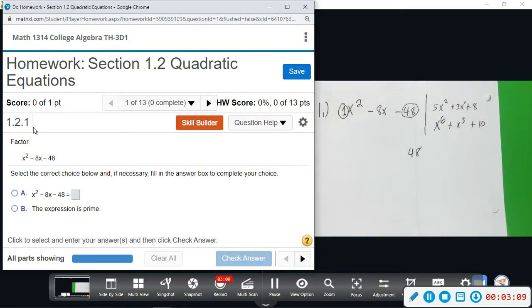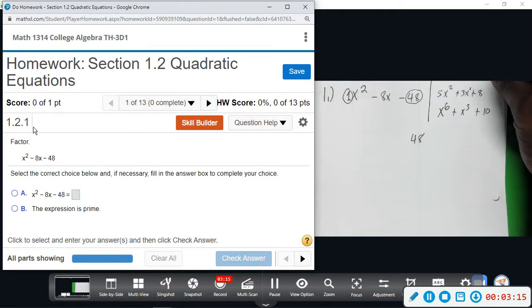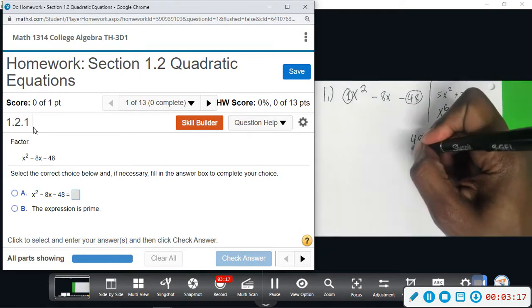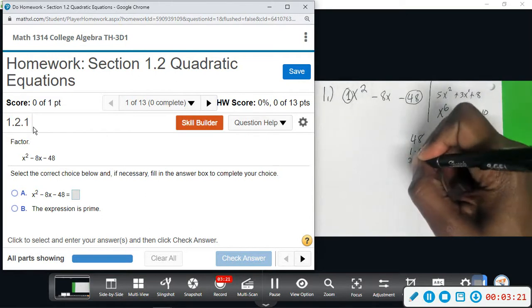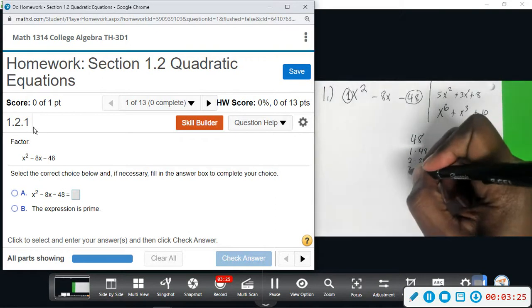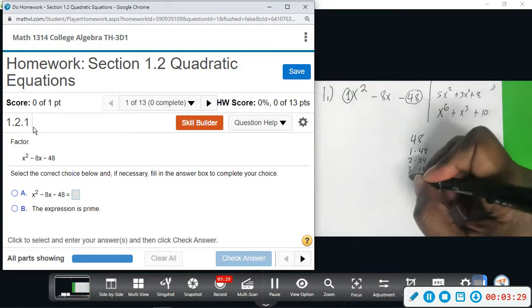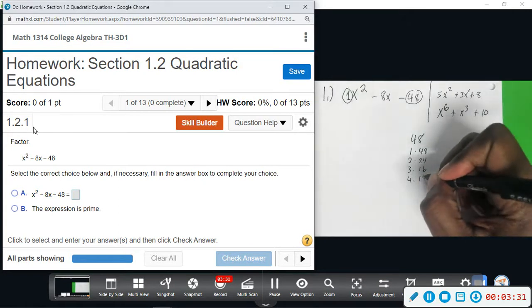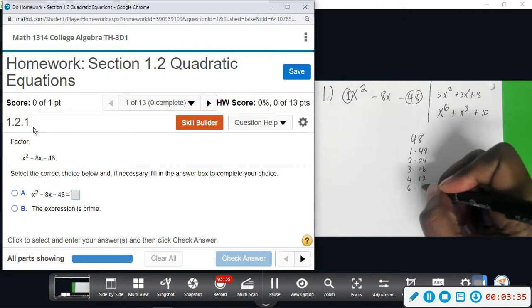All right. Then I am going to list the factors of 48, so everything that multiplies to give me 48. That would be 1 and 48, 2 and 24, 3 times 16, 4 times 12, and then 6 times 8.